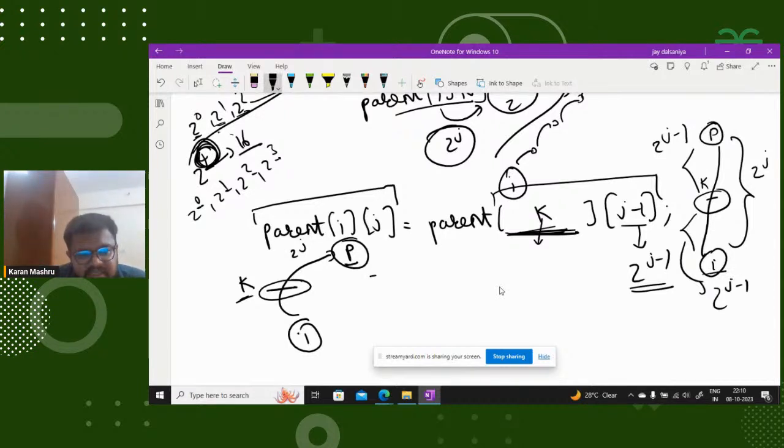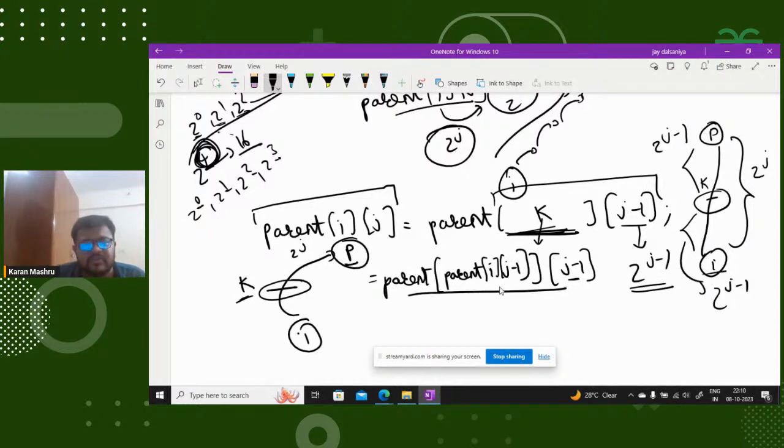So I can write this equation as: parent of I at a distance 2^(j-1), represented by j minus 1, and parent of K at a distance 2^(j-1). Is this equation clear? Sorry, parent of I at a distance 2^j is equal to parent of K at a distance 2^(j-1). So K is in between I and P. So K is the parent of I at a distance 2^(j-1).